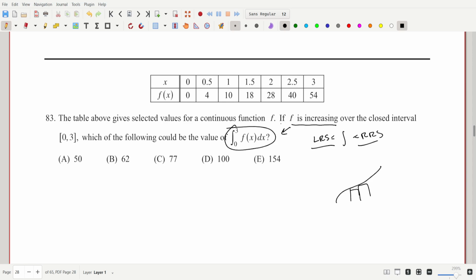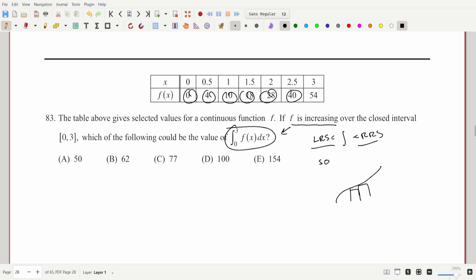Luckily, the gap is consistent. So for the left Riemann sum, you can go 0 plus 4 plus 10 plus 18 plus 28 plus 40. I do have a calculator for this, I guess. And don't forget to multiply by 0.5. I'm not going to show my work, I'm just adding those: 18 plus 28 plus 40. And then I've got to multiply by 0.5. So it looks like the LRS is 50.